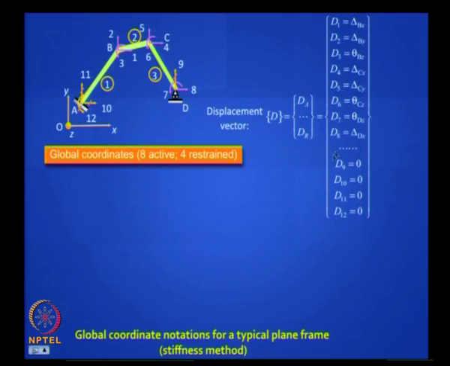Then you are left with d9, d10, d11, d12. Those are restrained degrees of freedom, and unless you include support moments, they are tacitly taken to be 0. Is it clear? No doubt about that. Now in this problem you have 8 active degrees of freedom and 4 restrained degrees of freedom, totally 12 degrees of freedom. Fine, very clear, no problem.